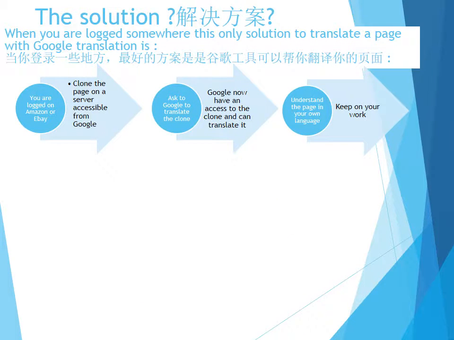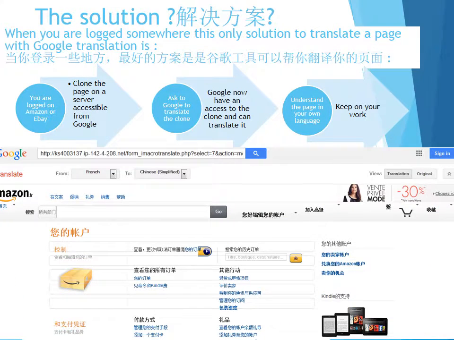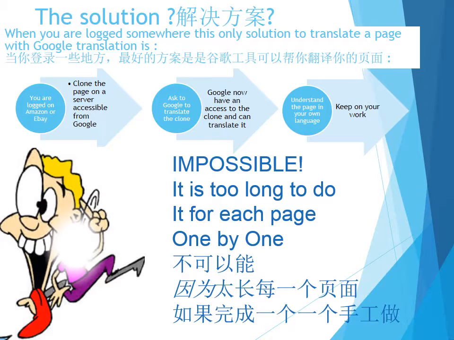So now we just ask Google Translation to translate it, and it will translate it into Chinese, so you will understand what it is about. Before you were not able to understand, now it's in Chinese, you can understand everything. Yes, I know what you will say. It's nice, but it's impossible to do. It's too long to copy the entire page all the time and republish it on a special server all the time, and go back to Google Translation and ask to translate the new page all the time. It's impossible. It will take ages.